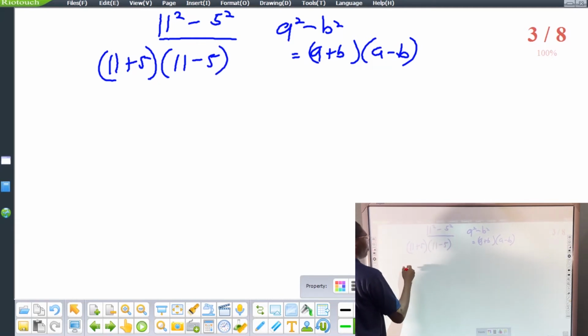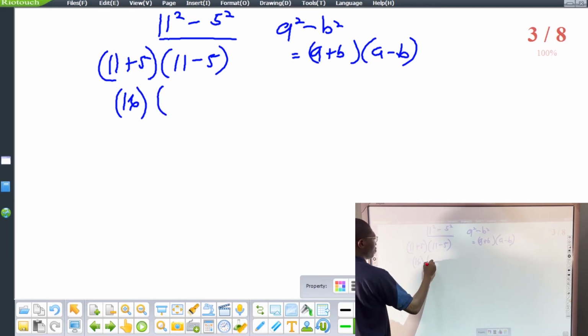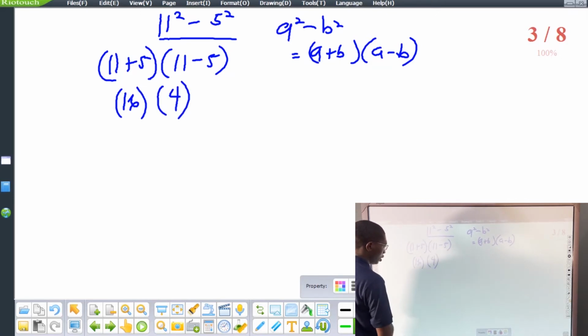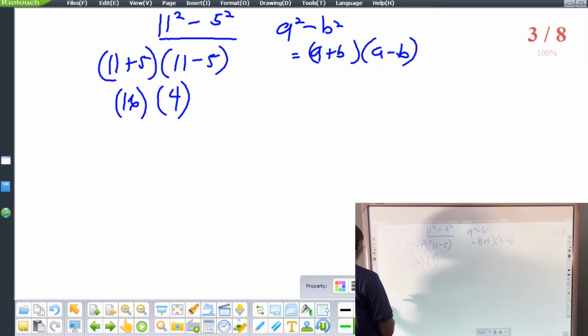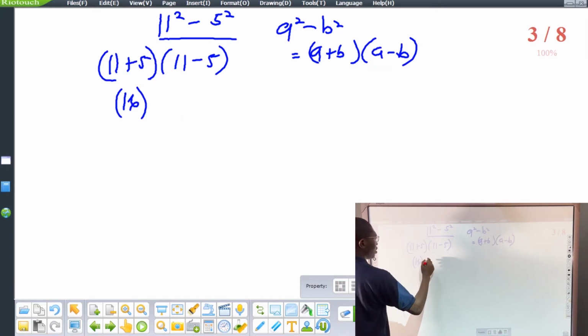So 11 plus 5 is what? 16. And 11 minus 5 is what? 4. So 16 times 4. No, 11 minus 5 is not 4. 11 minus 5 is 6.